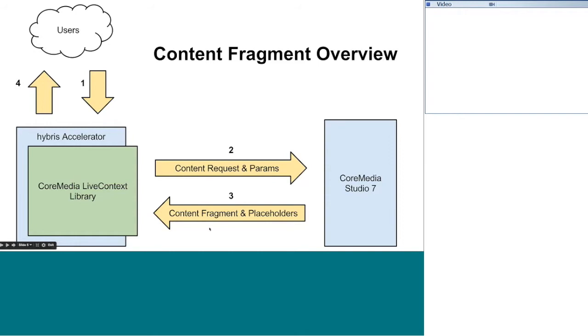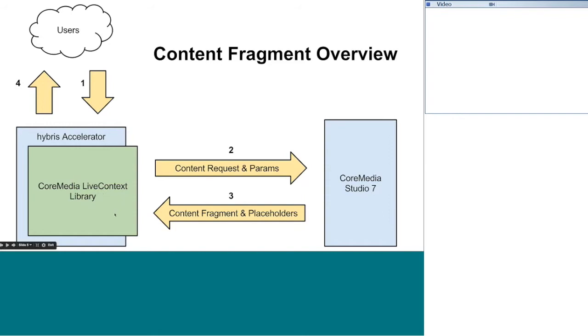In the content that comes back from CoreMedia, one of the key pieces here is there are going to be certain places within that content where Hybris still needs to populate information, things like the product price or the product detail page URL. That content's all coming back from CoreMedia, but you still need to be able to insert that particular information. So the content fragment that comes back from CoreMedia has certain placeholders, and then the CoreMedia Live Context library knows how to populate that content. If it's a placeholder for product price, it knows how to look up that price within Hybris and populate that in.